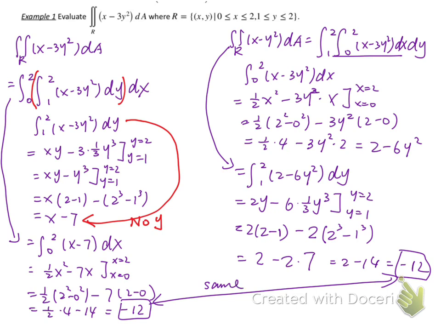You don't have to do both ways, but here I'm showing you it works in both orders. Your integral with respect to x, then y, this is x, then y, or your integral with respect to y, then x. You will end up with the same number. That's what Fubini's theorem guarantees you.